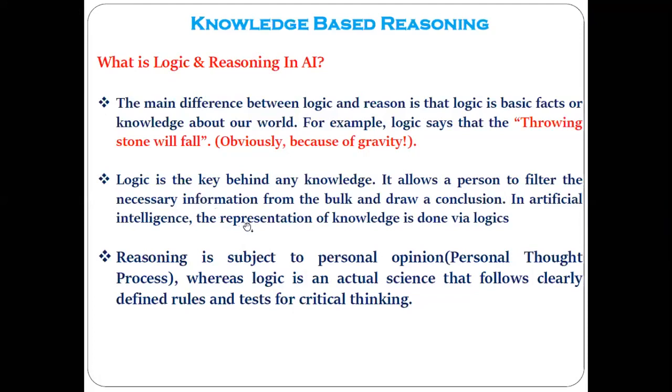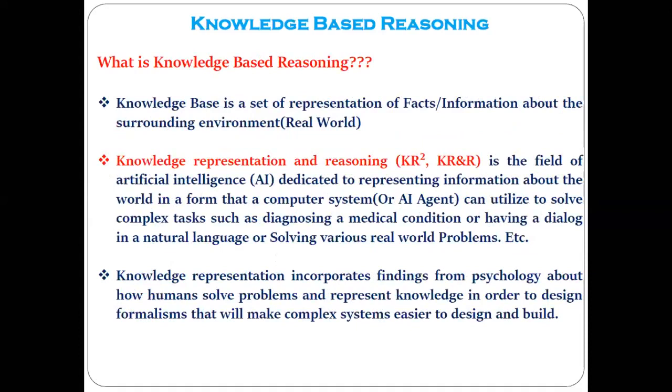And reasoning is nothing but the personal opinion or the thought process regarding anything that is there in the real world. In that we also discussed what is meant by knowledge representation and reasoning. It is one of the fields of AI, artificial intelligence, which is used to represent the information about the real world in a certain form so that it can be utilized to solve various complex problems, like medical problems, playing games, etc.